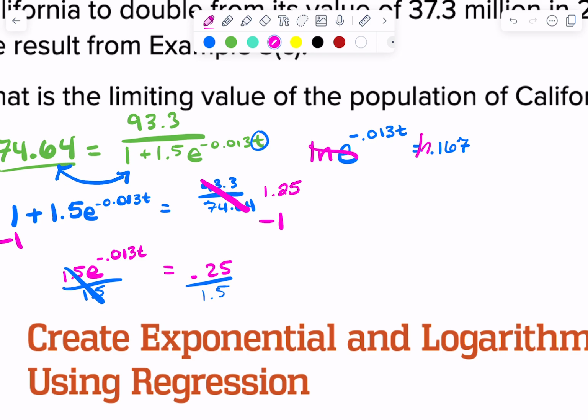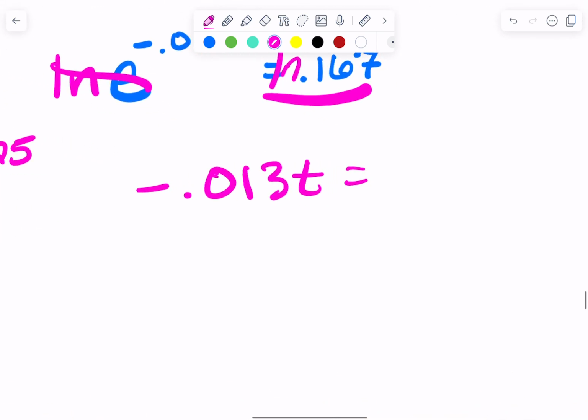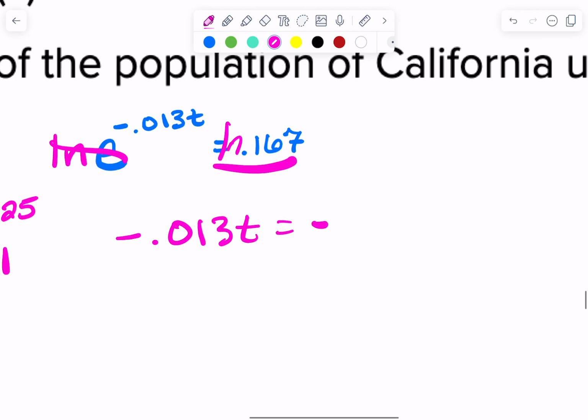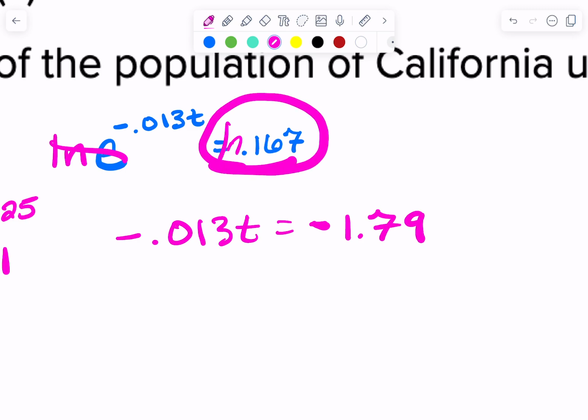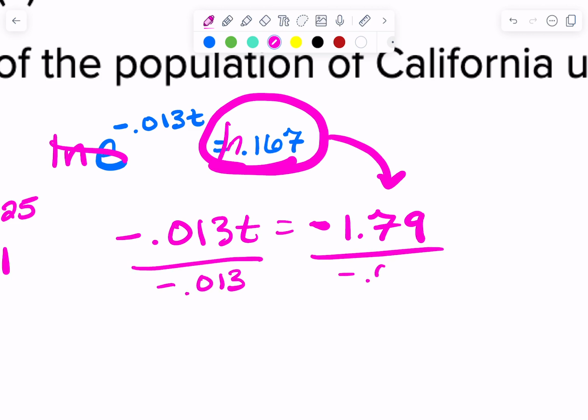Take ln of both sides. Negative 0.013t equals ln of 0.167. What is that number? Negative 1.79. Negative 1.79 was the ln of this. Now what? Divide by negative 0.013.